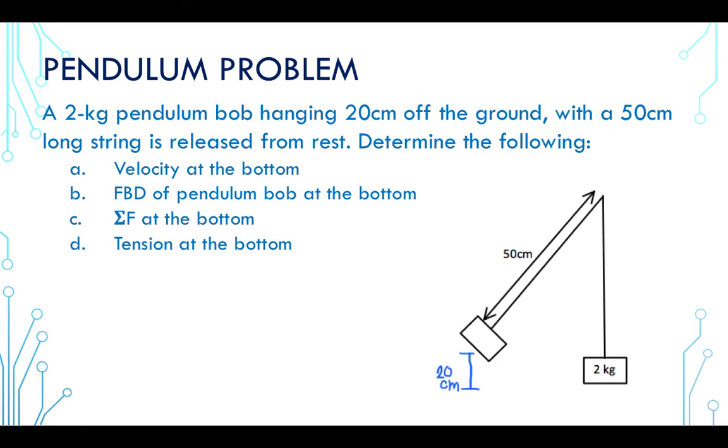The velocity at the bottom. Our pendulum bob starts up here, 20 centimeters above its 0 point, and it's going to swing down this way, and it's going to be moving at this point. So it starts from rest and then it's moving, so we know that it's accelerating. We're looking for the velocity at the bottom. We're going to draw a free body diagram of the pendulum at the bottom, and we're going to sum up the forces that are acting on the pendulum bob at the bottom and the tension as well. So let's look at A first, the velocity at the bottom.